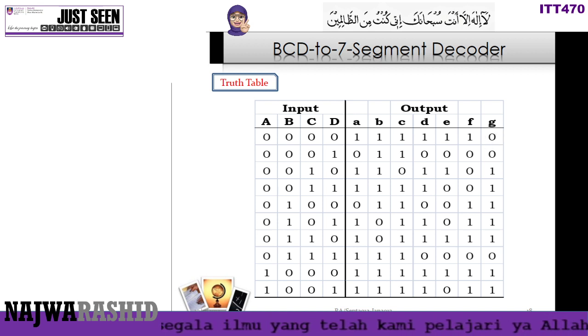Because we want to display number 0. Okay, another example here, let's say we want to display number 4: 0, 1, 0, 0. So this one equals 4. So it will activate segment B, segment C, segment F, and segment G in order to display number 4 on your screen.